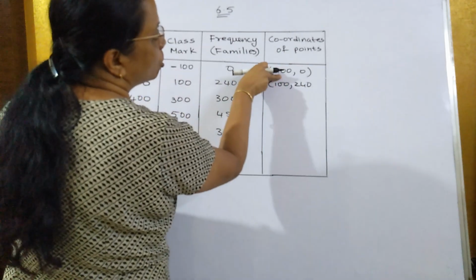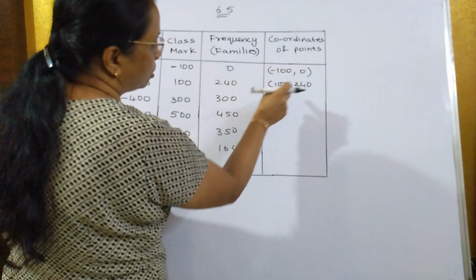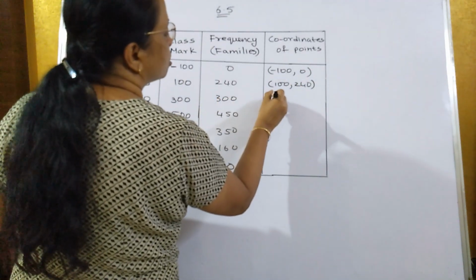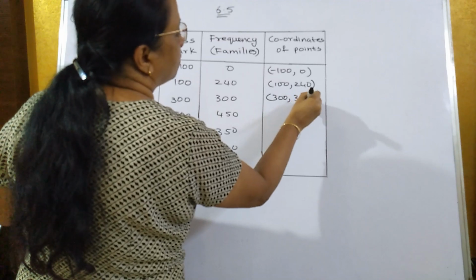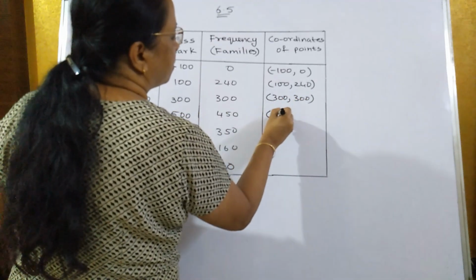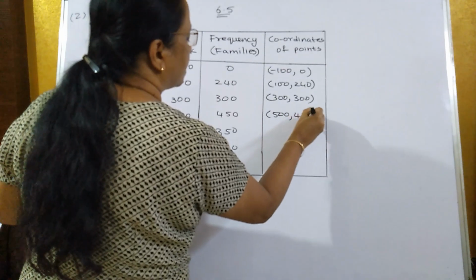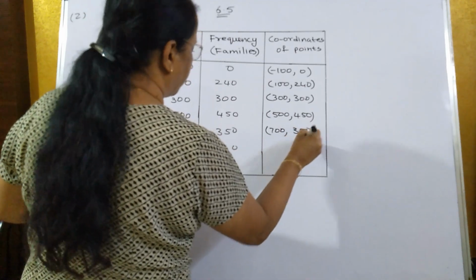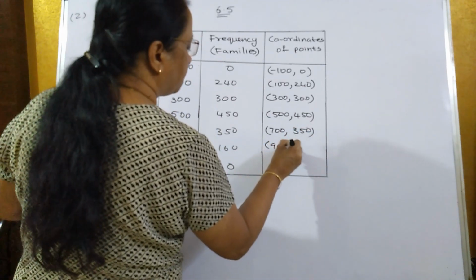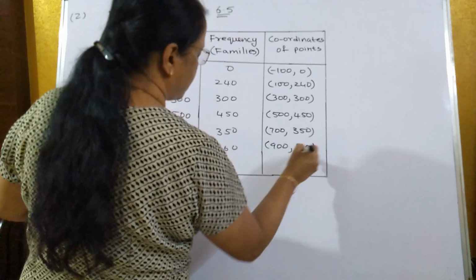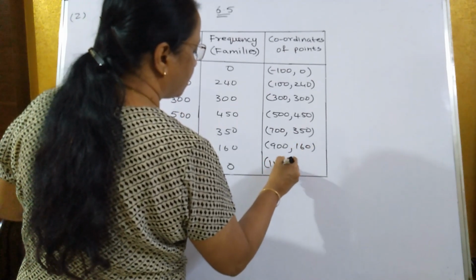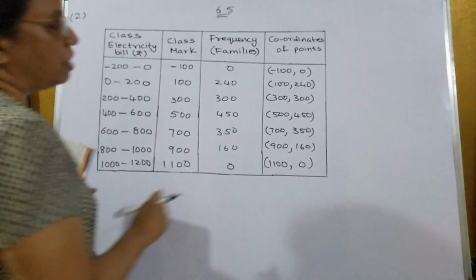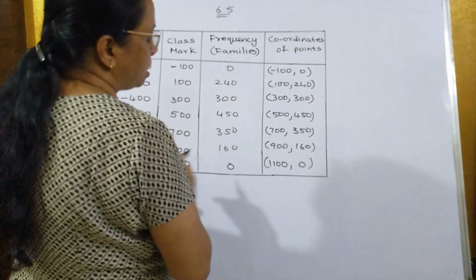That means on the x-axis you will see -100, on the y-axis it will be 0; on the x-axis 100 and on the y-axis 240, and so on. So this will be 300 and 300. Next one will be 500, 450. Next one will be 700 and 350. Next one will be 900 and 160, and the next one will be 1100 and 0. So the first one and the last one will be the additional ones. The frequency of the first and the last will always be 0.